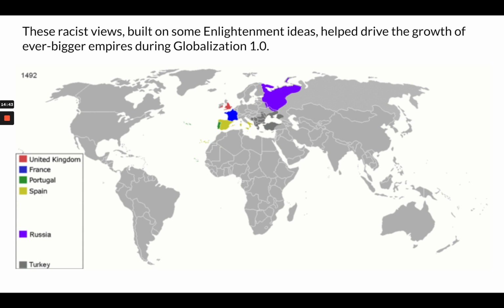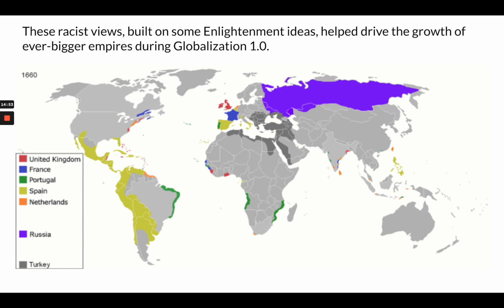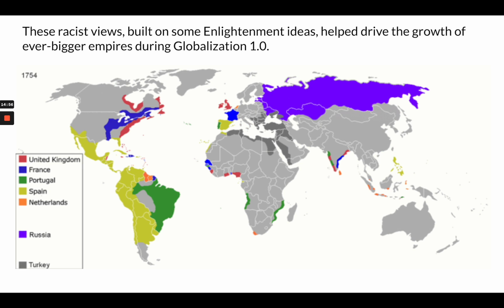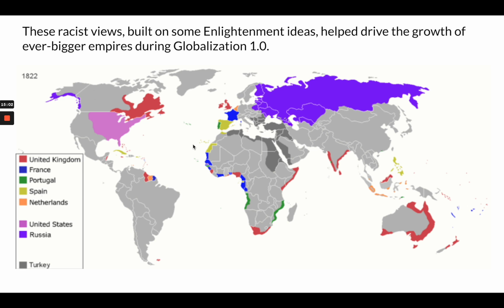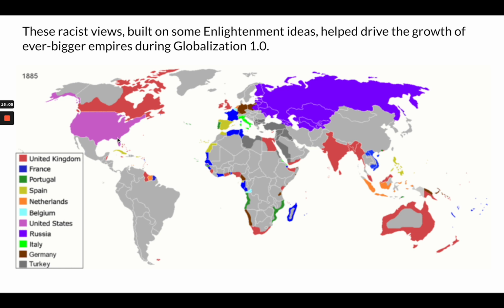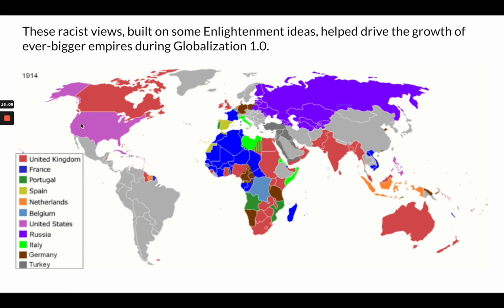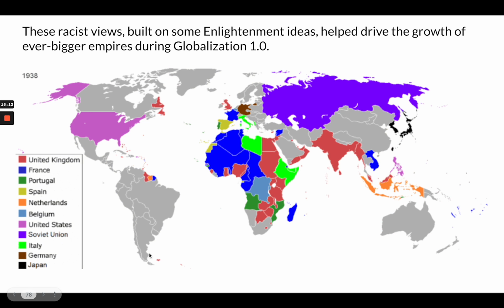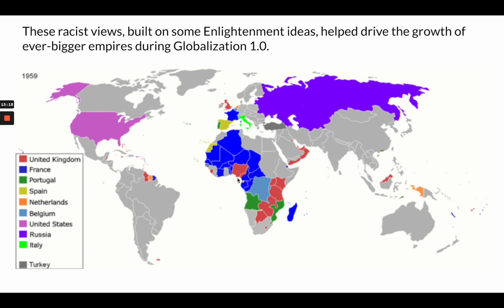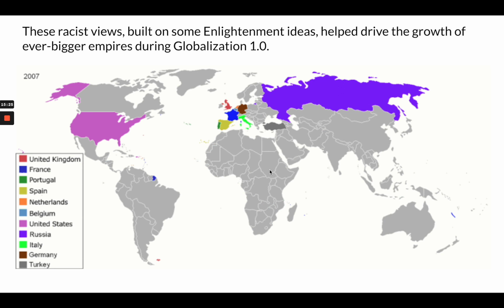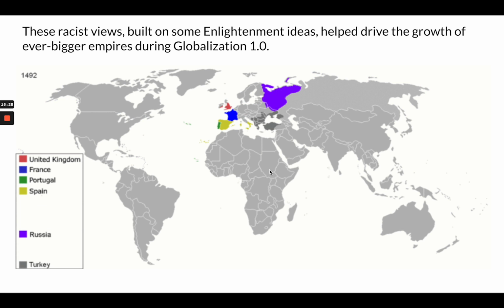And so these racist views, built on some Enlightenment ideas. My point here is not to discredit the entire Enlightenment, not by any means. But we do have to acknowledge it has a dark side here. So these racist views, which again are built on some Enlightenment ideas, helped to drive the growth of ever bigger empires. And as you can see in this image, as they grow throughout the 19th century. Remember, they had shrunk at the end of the age of discovery, but they've grown. By 1938, they start to taper off. Still some left by the 70s, but by 2007, virtually gone.